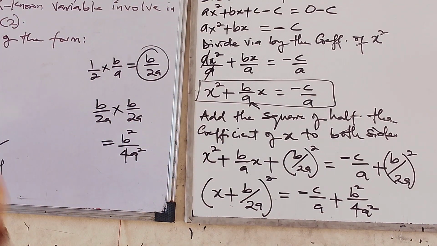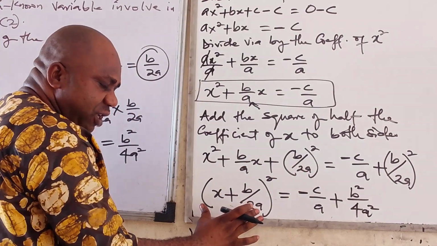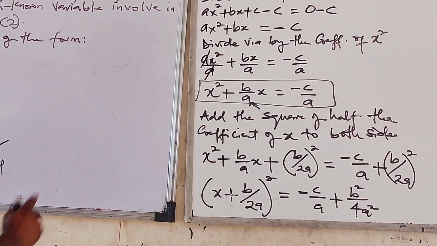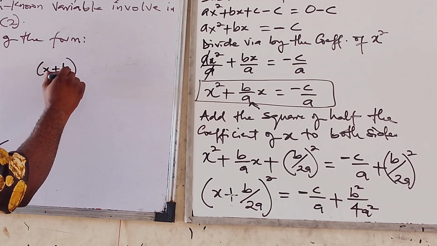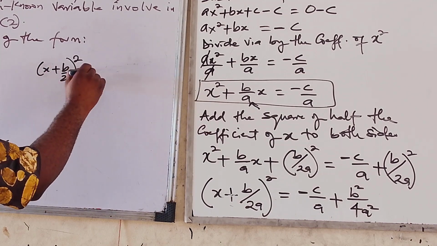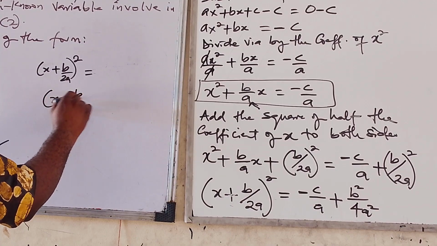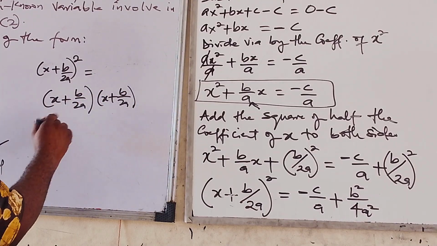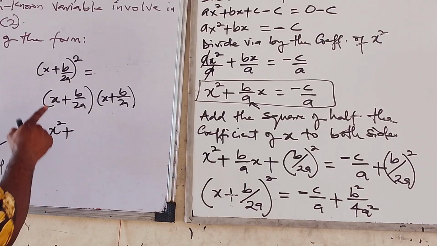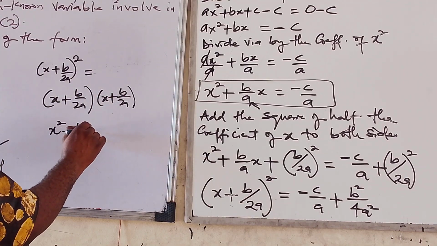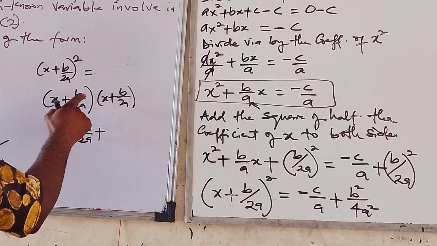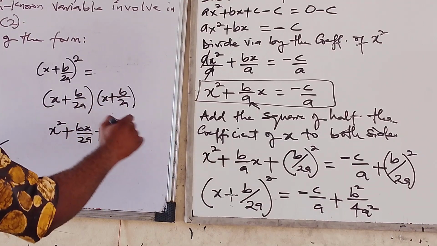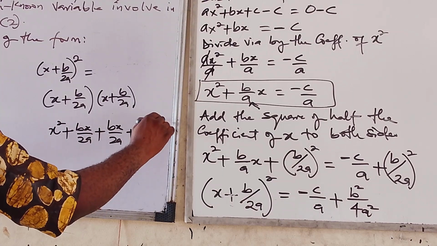Now let's look at this. Remember we said the whole of this expansion is the same thing as this. Let's expand this to see if it will give us the whole of this. Let's look at (x plus b all over 2a) all squared. This is the same as x plus b all over 2a times another x plus b all over 2a. Now x times x is x squared, plus x times b all over 2a is bx all over 2a, plus b all over 2a times x is bx all over 2a, plus b all over 2a times b all over 2a, which gives us (b all over 2a) all squared.